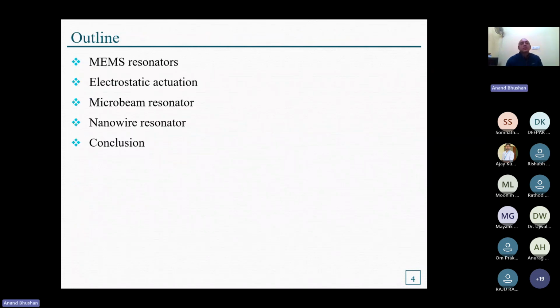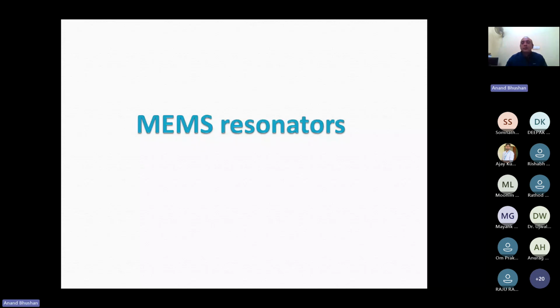Regarding the outline, first we discuss the overview of MEMS resonators, and then we move toward electrostatic actuation, because in this whole presentation we particularly discuss one type of MEMS resonator, known as electrostatically actuated MEMS resonators. After discussing electrostatic actuation, we move to the micro beam resonator, which is electrostatically actuated. Then we discuss the nanowire resonator, and finally we conclude the presentation. So first of all, the first topic is MEMS resonators.